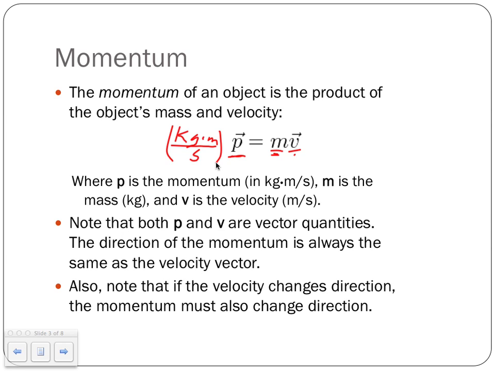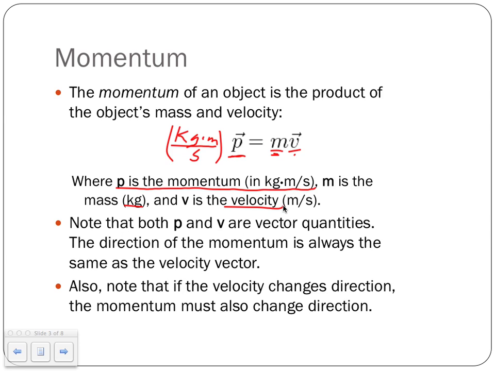So as we said, P is the momentum in kilogram meters per second, m is the mass in kilograms, and v is the velocity. So you just take the product, that gives you the momentum right here. And as we said, note that P and V are both vector quantities, both the momentum and the velocity. And so for this to be true, the direction of the momentum must always be the same as the velocity vector.